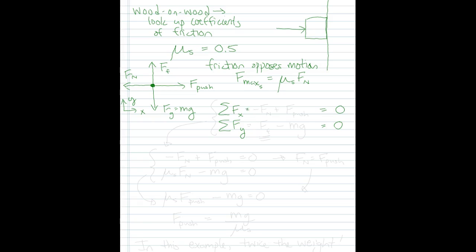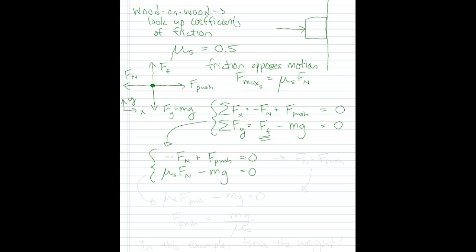So in the x direction, I have a negative normal force and a positive pushing force. And in the y direction, I have a positive friction force and a negative mg. So I'm going to rewrite this set of equations now using what I know about friction. I'll just rewrite this here with the normal force. But where I see friction, I'm going to write it instead as mu times the normal force.